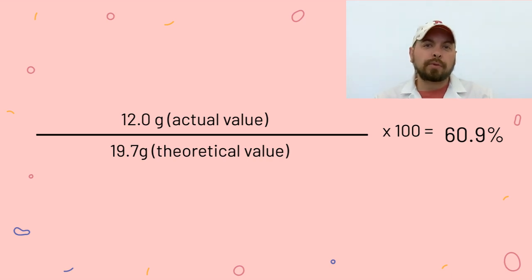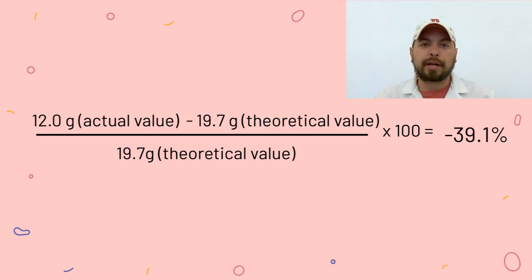You know what, let's start with percent yield. A little bit easier to find percent yield. What we're going to do with percent yield is take the 12 grams that Pablo found, divide it by the 19.07 grams that we expected to find, multiply by 100, and our answer is 60.9%. So Pablo had a percent yield of 60.9%.